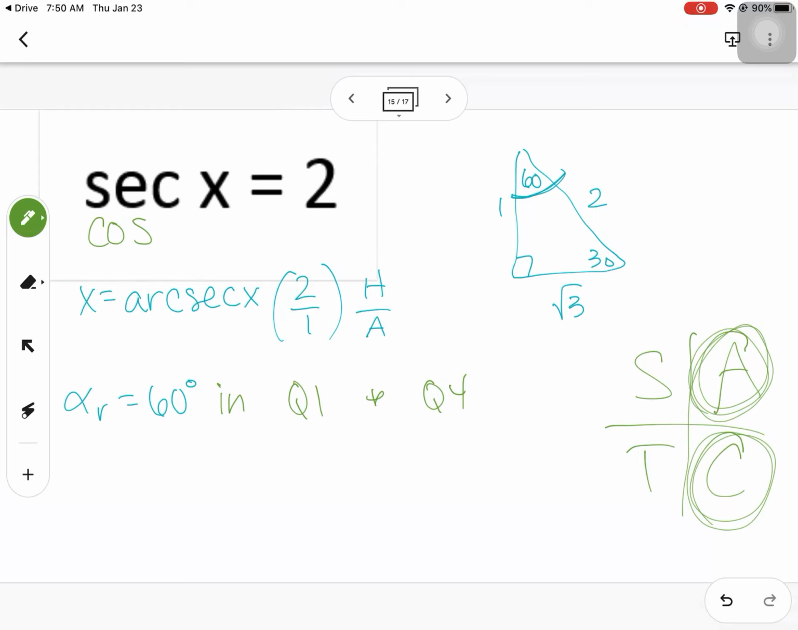In quadrant 1, that means I'm just going to have a 60-degree angle because, again, that's always the same. In quadrant 4, since we've done this a few times, remember it's just 360 minus your reference, or 300. Feel free to draw those pictures if you need to think it through.